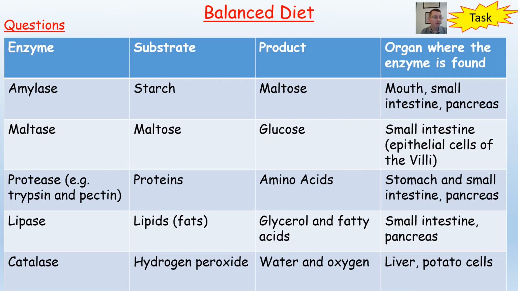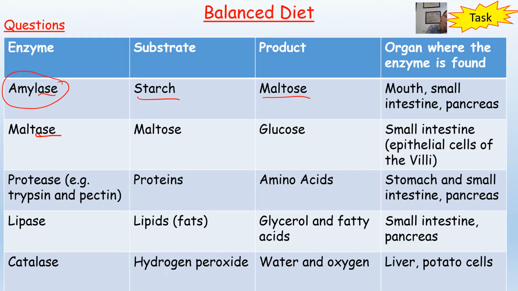Tables like this are very useful because they contain a large amount of information but without a large amount of writing. So you might find it much easier to produce a table in your revision and then be able to reproduce this in full sentences in your exams. I'll give you an example. The enzyme amylase is used to break down starch into maltose, and amylase is found in the mouth and small intestine and pancreas. We can do the same thing for each one.